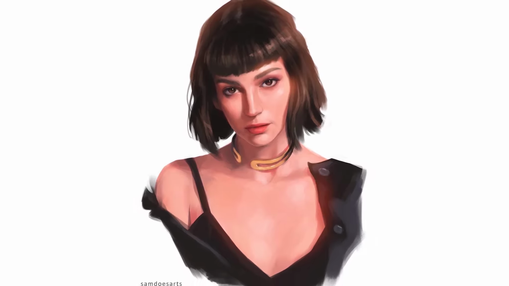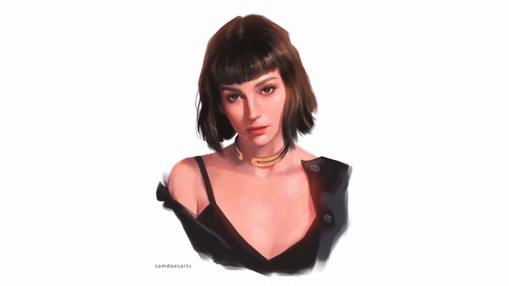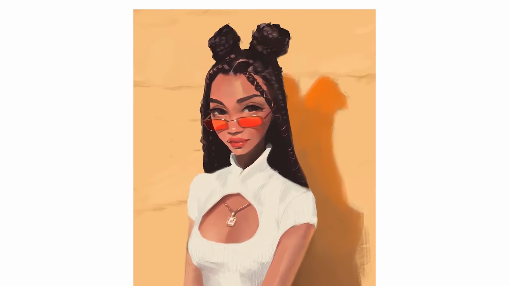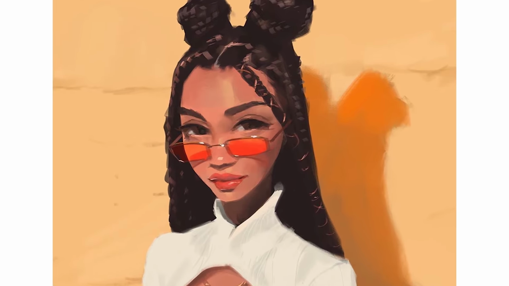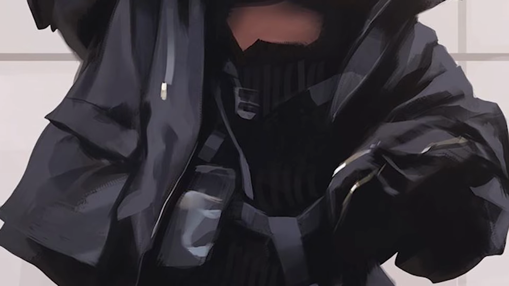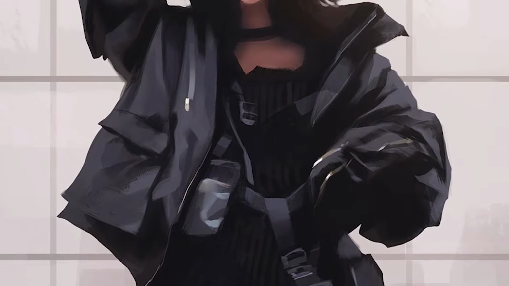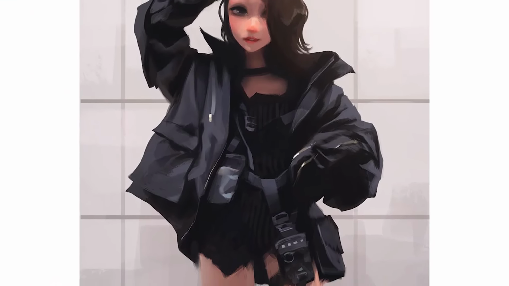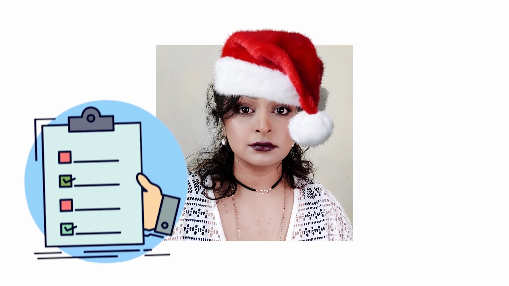Although his older work was rather realistic and what I would call classic portraits, he really blew up when he started putting out more stylized work. Today we're only going to focus on said stylized work because it is very unique and there is much to learn from it. So now let us put on our Santa hats because it is time to make a list.